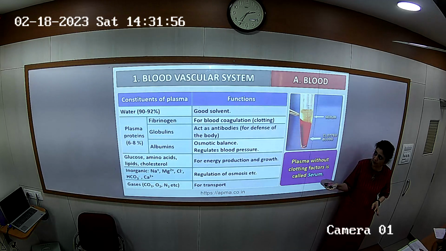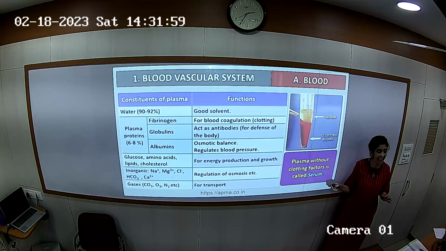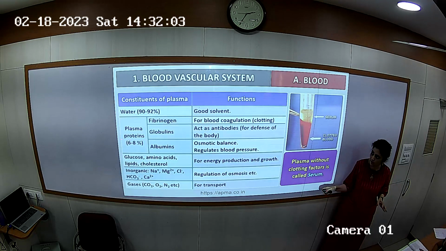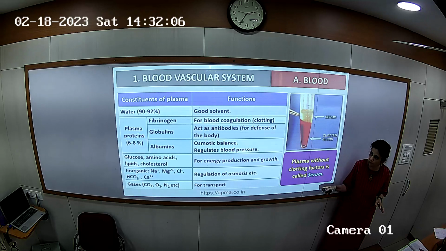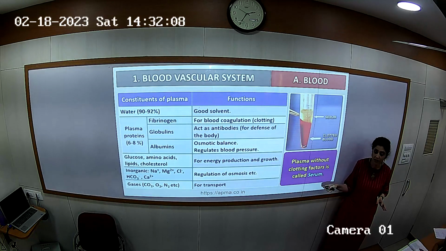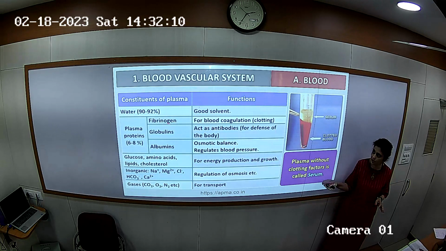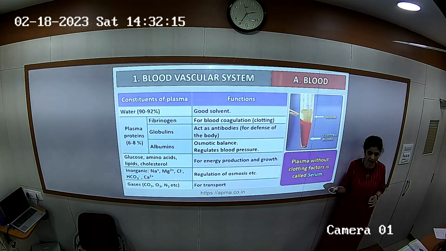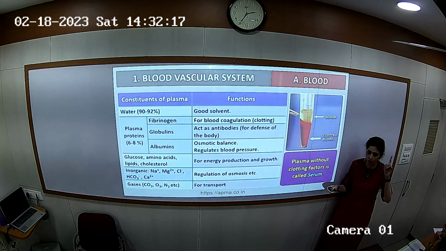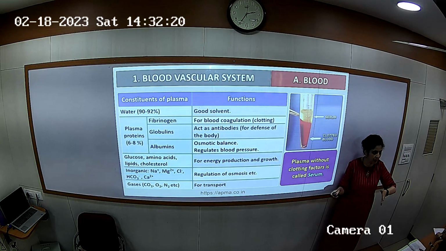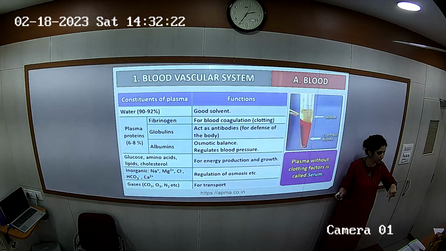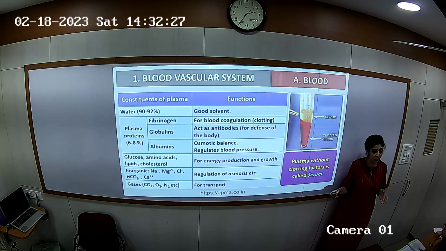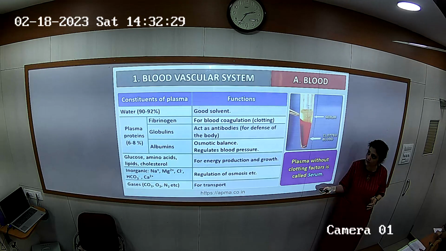The constituents of the plasma: 90 to 92% is water only. Then 6 to 8% is plasma proteins. Now the 3 major plasma proteins are fibrinogen, a factor which is used in blood coagulation. Factor number 1 is fibrinogen. There are 13 factors, but factor number 1 is fibrinogen. The names of the factors are not given in the book, but remember, it's a very important factor for coagulation of the blood, which will come later.